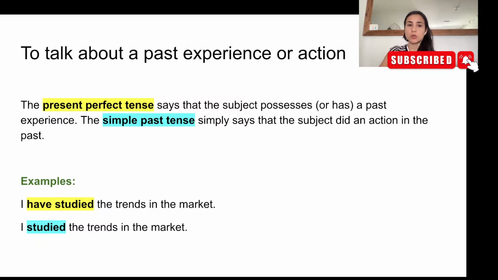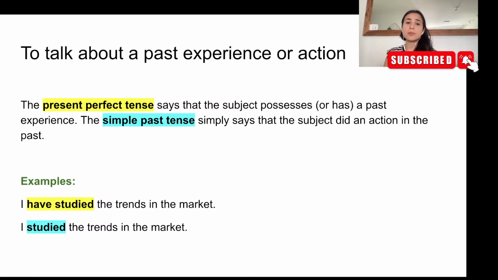Okay, first one, to talk about a past experience or action. Something to remember about the present perfect tense, it is always connected to an experience, okay? If you're talking about an experience in the past, you're going to use the present perfect tense. If you're talking about an action in the past, you're going to use the simple past tense. Let's elaborate a little bit on this.